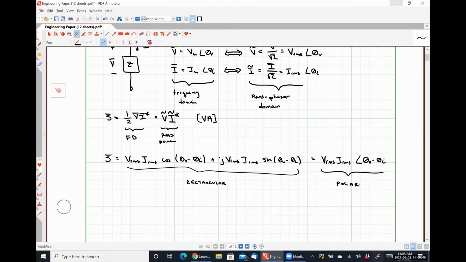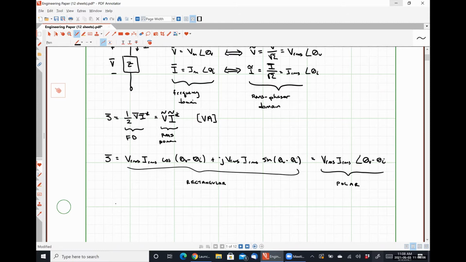This is our polar form. I'm pointing this out because your calculator can give you both of these back, so just to give you a heads up. Let's first look at the real portion of the rectangular form of S.